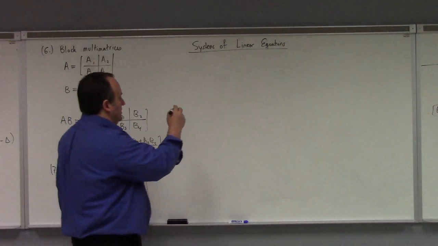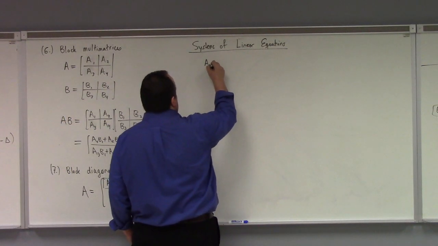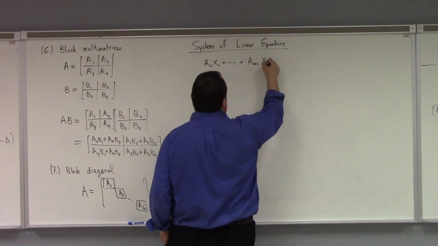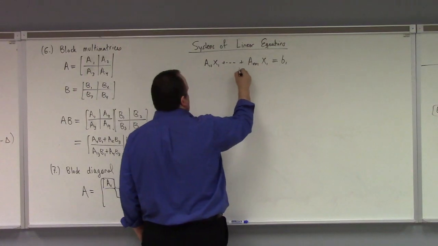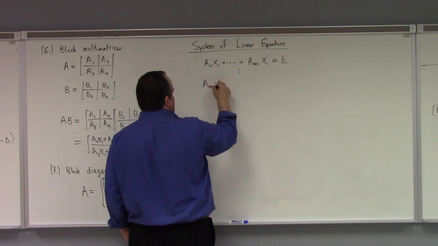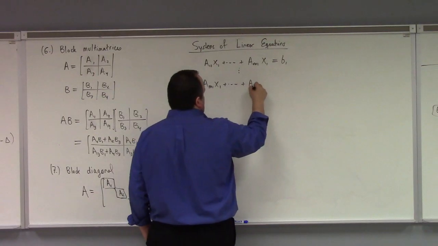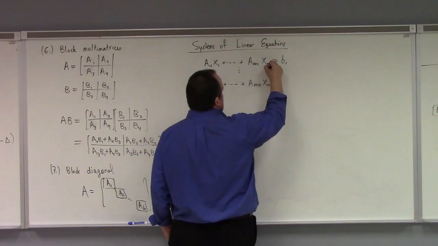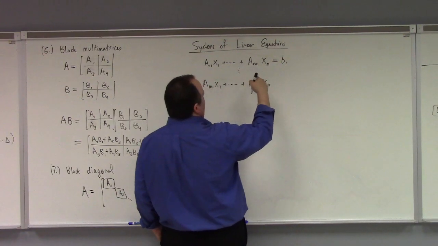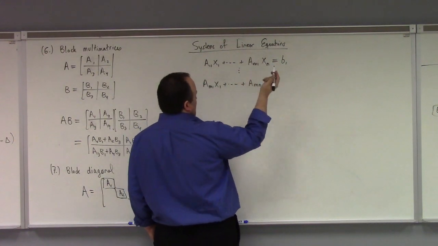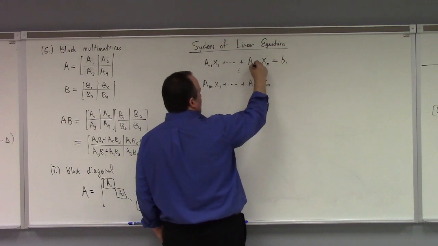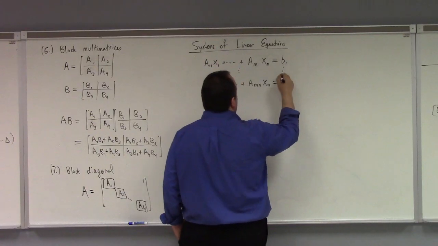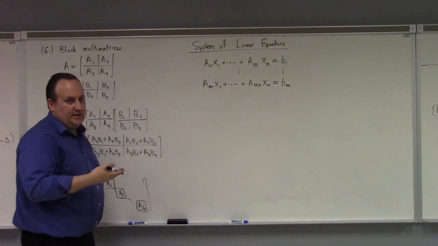So you guys know the usual story. We have A11 x1 up to A1n xn equal to b1, and this story goes on until we get to Am1 x1 plus up to Amn xn equal to bm. That was supposed to be an n, my bad. Good grief, what's wrong with me? No, that's 1n, right? My bad, not you guys. So here we're looking at m equations and n unknowns.